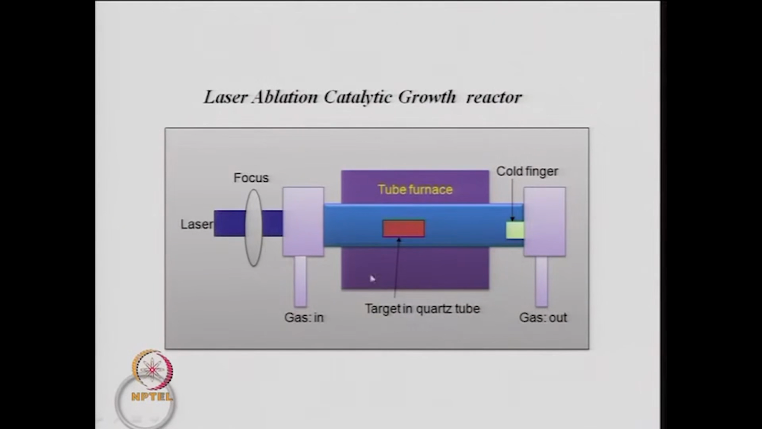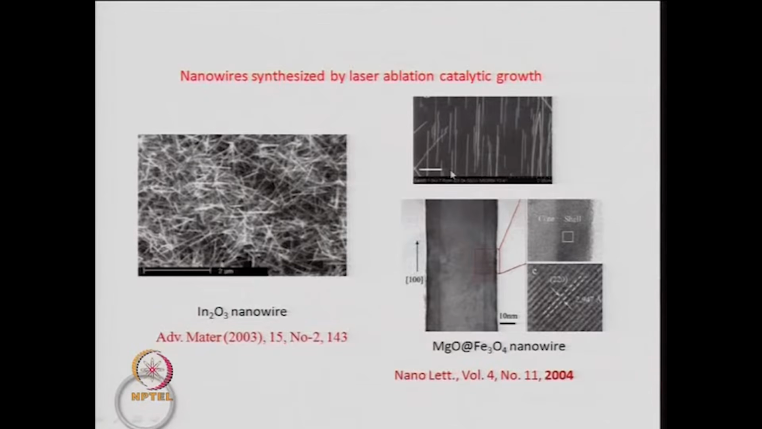In this region the temperature will be high, because there is a tube furnace which heats this region, and then this will be some metal plate which we call the cold finger. Since the temperature here will be less than inside, these nanowires which you get will deposit on the cold finger. So, this is the setup used for the laser ablation catalytic growth mechanism.